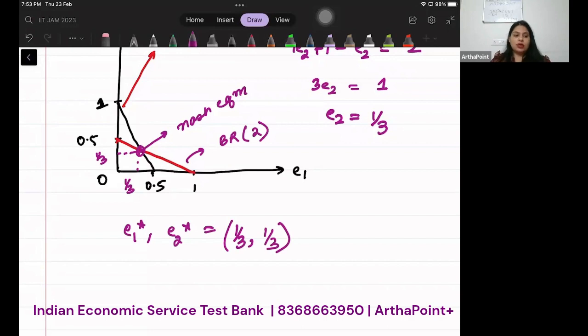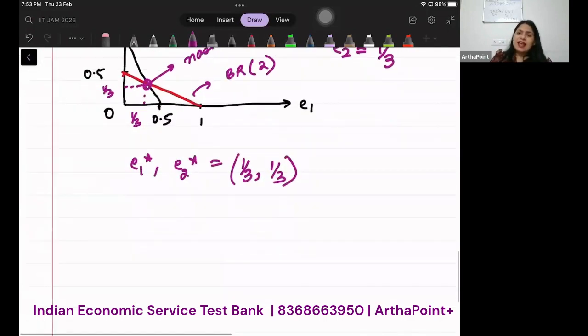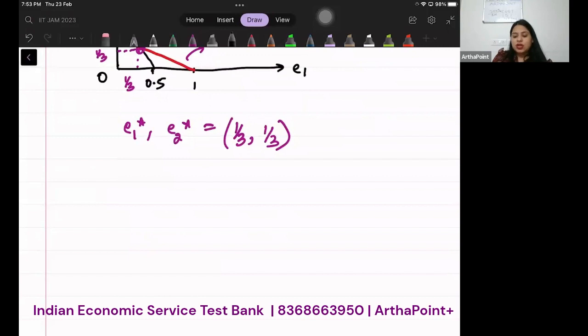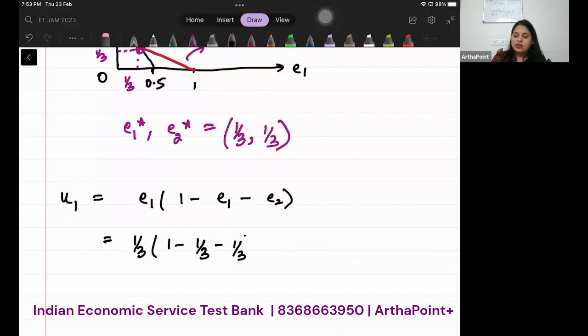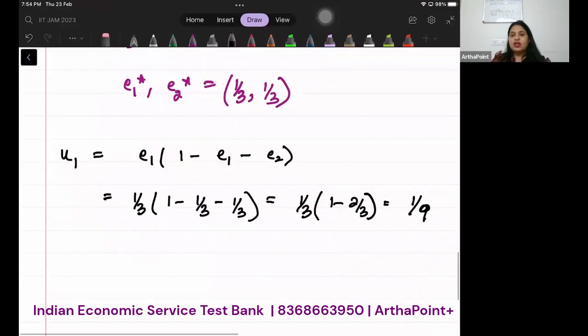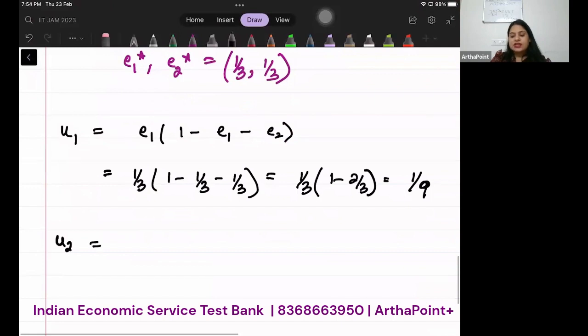But the question is not over. I want to go one step ahead. Can you tell me what is going to be the utility of agent 1? It is going to be E1 times (1 minus E1 minus E2). So it is going to be 1 by 3 times (1 minus 1 by 3 minus 1 by 3), which is 1 by 3 times (1 minus 2 by 3), which will be 1 by 9. So the utility of agent 1 is 1 by 9. Calculate agent 2's as well, you will get the same number. It will be E2 times (1 minus E1 minus E2), and you will get 1 by 9.